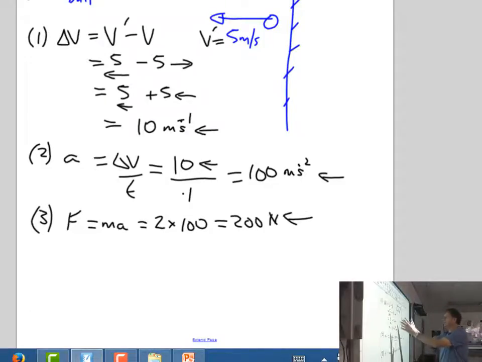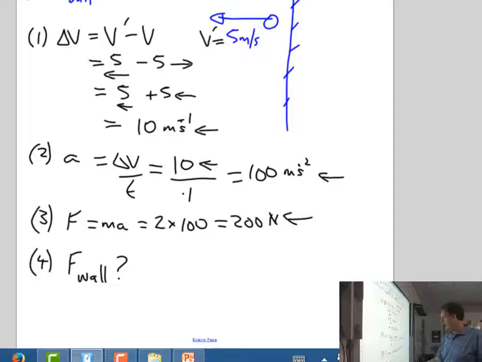Can you work out change in velocity? Therefore we know the acceleration of the ball while it's in contact, therefore we know the force that the wall exerted on the ball. Now one last question could be then, to use the third law, what would the force on the wall be during this collision?